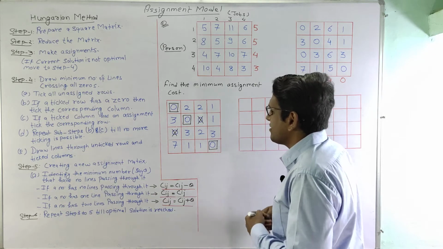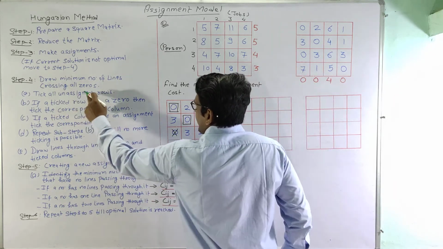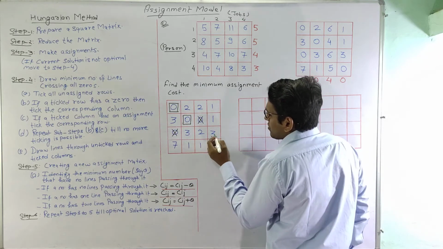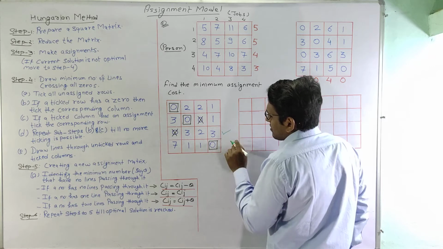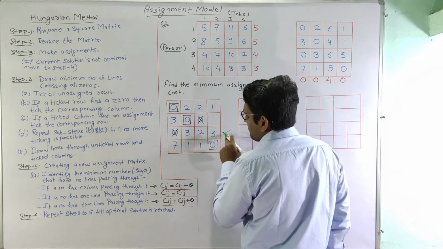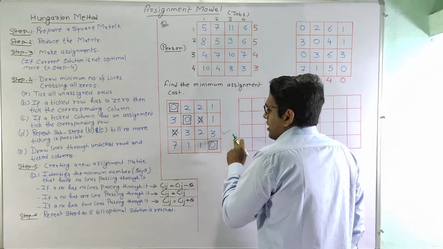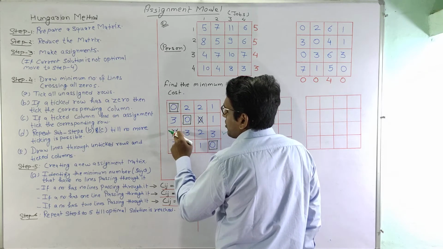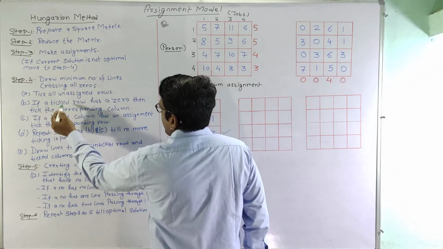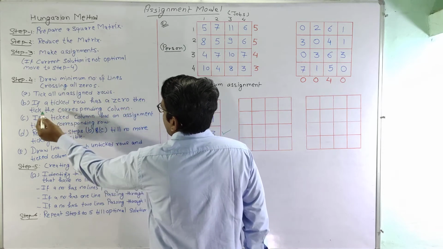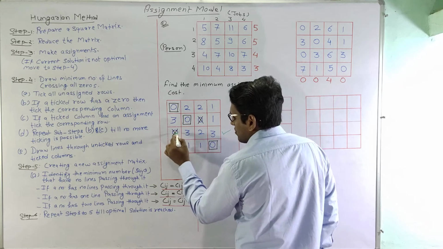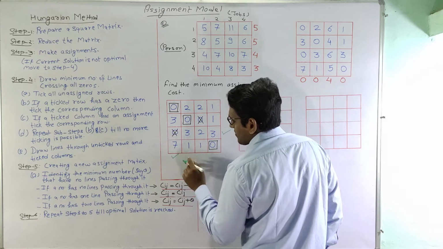So the first is, tick all the unassigned rows. So we can see that there is only one unassigned row. So we will tick the unassigned row. Okay, now if this ticked row has a zero, take the corresponding column. If a ticked row has a zero, then take the corresponding column. So this ticked row is having a zero, so we are going to tick this column.